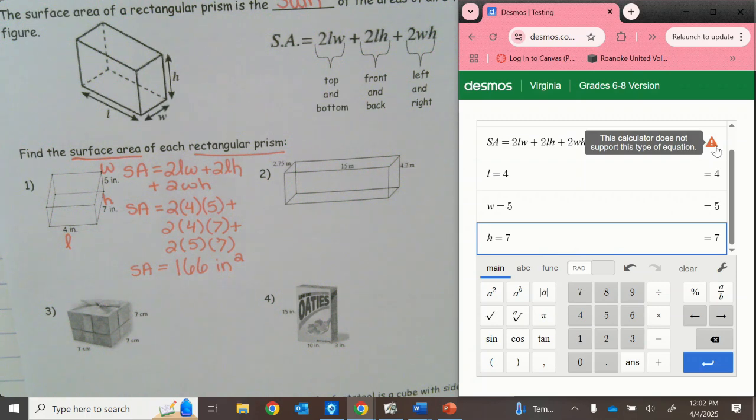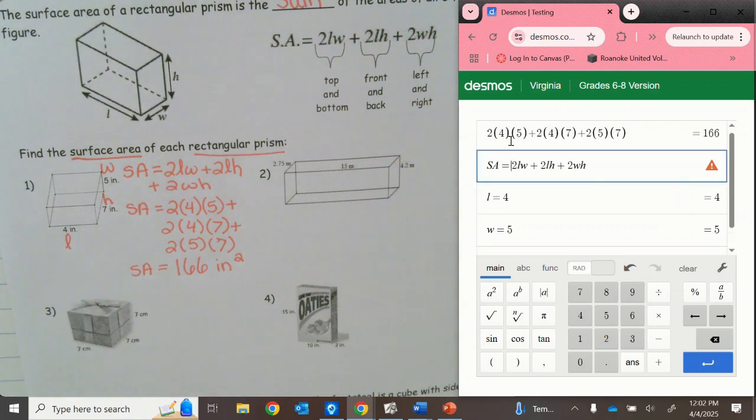There is something I do have to tweak about how I have this entered in the calculator in order for it to work. Does anybody have any ideas of what I might do? I took off the SA equals and it's still... You can absolutely do that. You can get rid of the SA equals, just type what is on the other side of the equal sign and it will work just fine, okay?